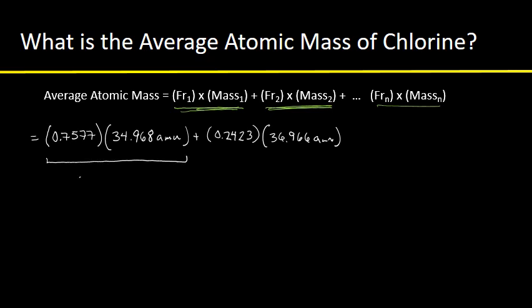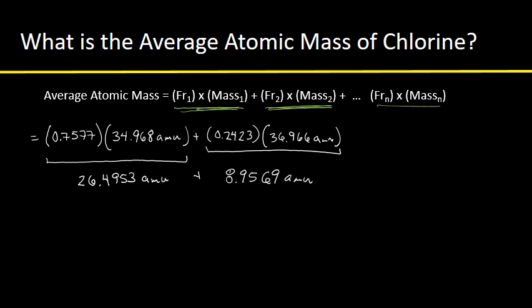Right. And when we do the math here, we multiply this together. This gives us 26.4953 AMU. And this part over here gives us, let's see, 8.9569 AMU.